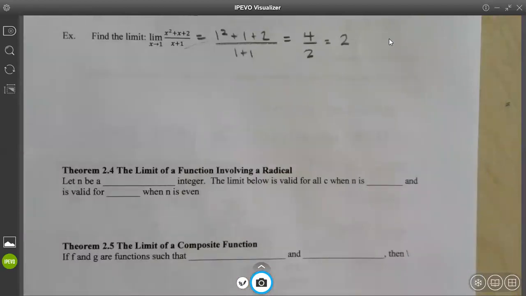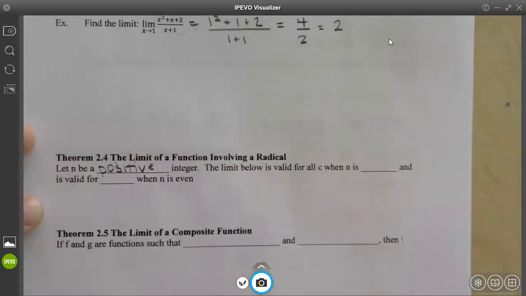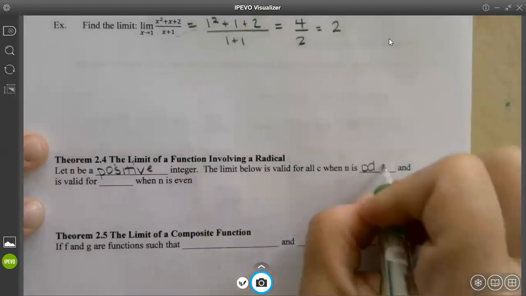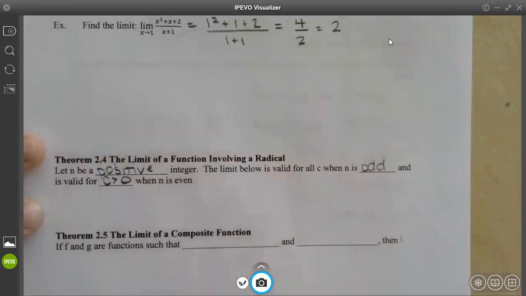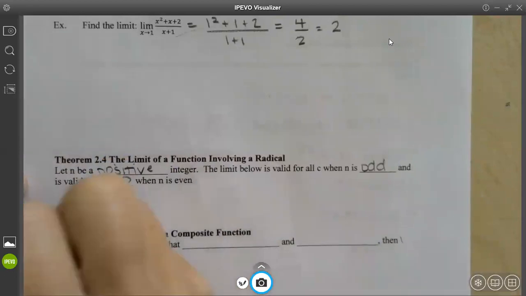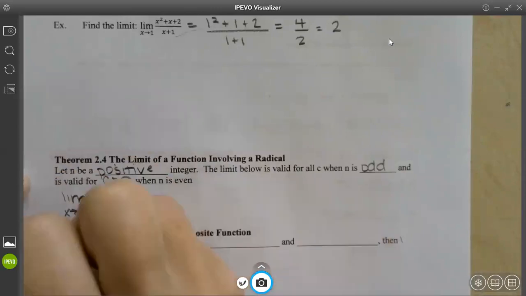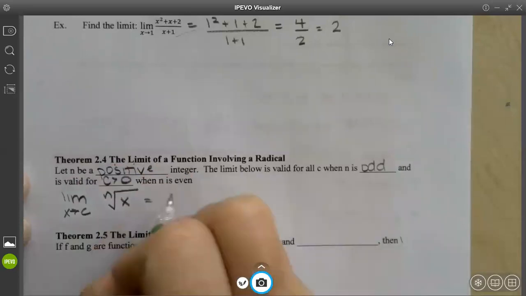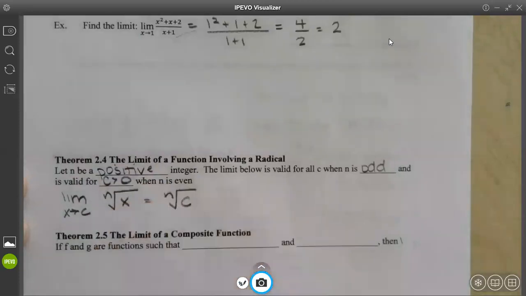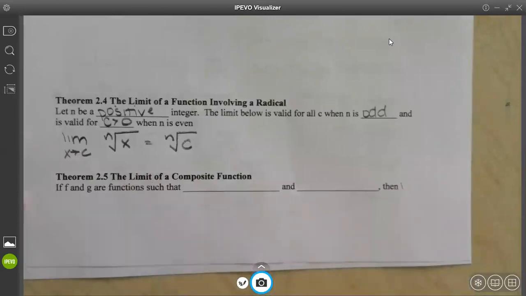So theorem 2.4, the limit of a function involving a radical. Let n be a positive integer. The limit below is valid for all c when n is odd, and valid for c greater than 0. Remember, it's positive when n is even. So the limit as x approaches c of the nth root of x will be the nth root of c. Direct substitution. That's all they're telling you. Plug that limit into the function. And this one just happens to be a radical. So it uses a square root or a cube root or a fourth root.